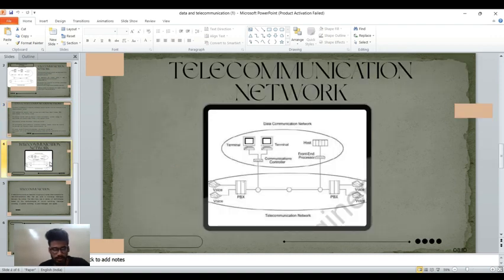Then we have the telecommunication network. In the telecommunication network, we have the data communication network. In the data communication network, we'll have one or more terminals. Here the terminals will be connected with each other with the help of a device called the communication controller, and this will all be in a loop. At the same time they will be connected with the host, and these terminals will be connected with the front end processor, and both systems will be connected in a loop.